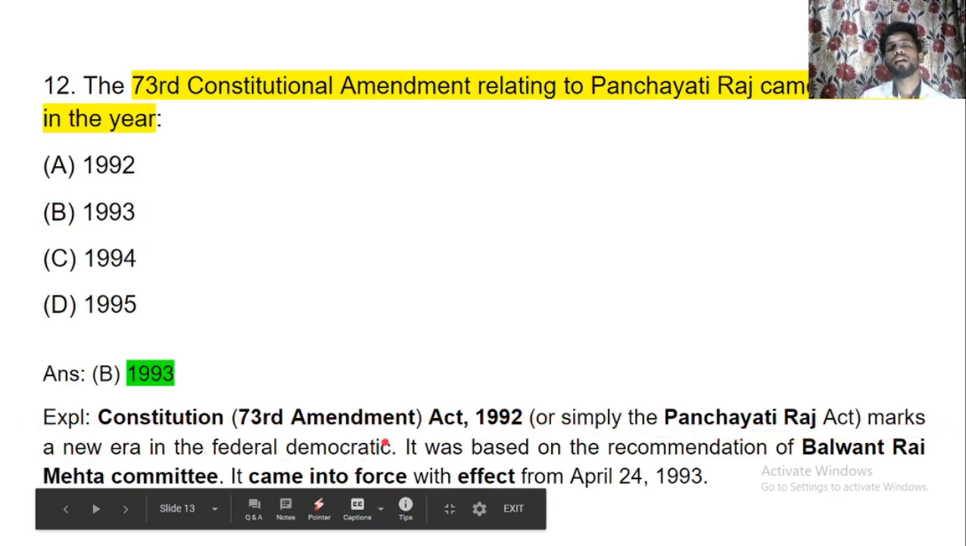It was based on the recommendation of the Balwant Rai Mehta Committee. It came into effect on April 24, 1993. So remember, if they ask about the Constitution 73rd Amendment, it took place in 1992, but that act came into force in 1993, under the Balwant Rai Mehta Committee recommendation.